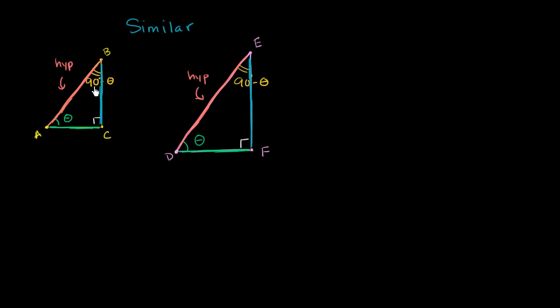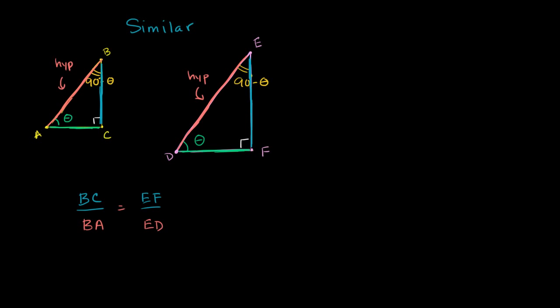So, for example, the ratio between BC and the hypotenuse, BA. So let me write that down. BC over BA is going to be equal to EF over ED. EF, the length of segment EF over the length of segment ED.